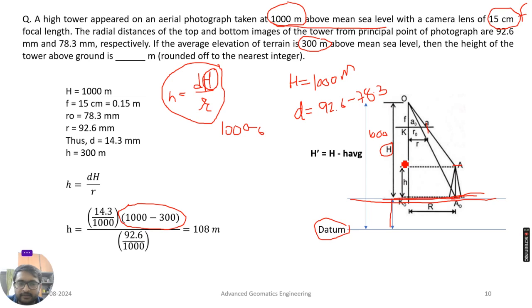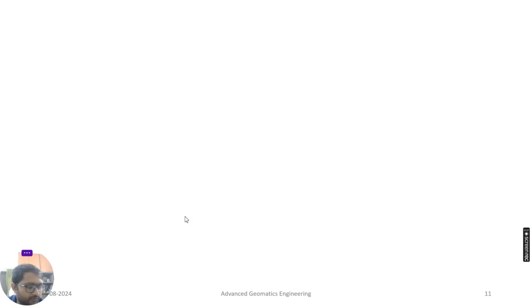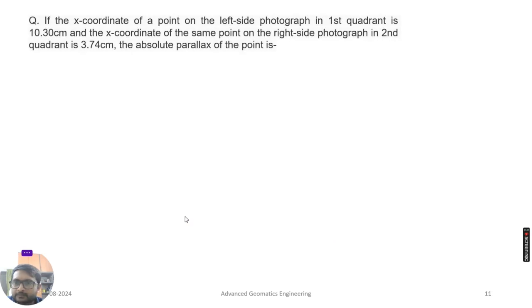So just be clear with your concepts. What will be the H? It is the height from the base of the tower to the top of the aircraft, not from the datum. If they are considering from datum, you have to do this kind of corrections. Did you get my point? Yes, sir. Okay. So now we will move forward with the next question.